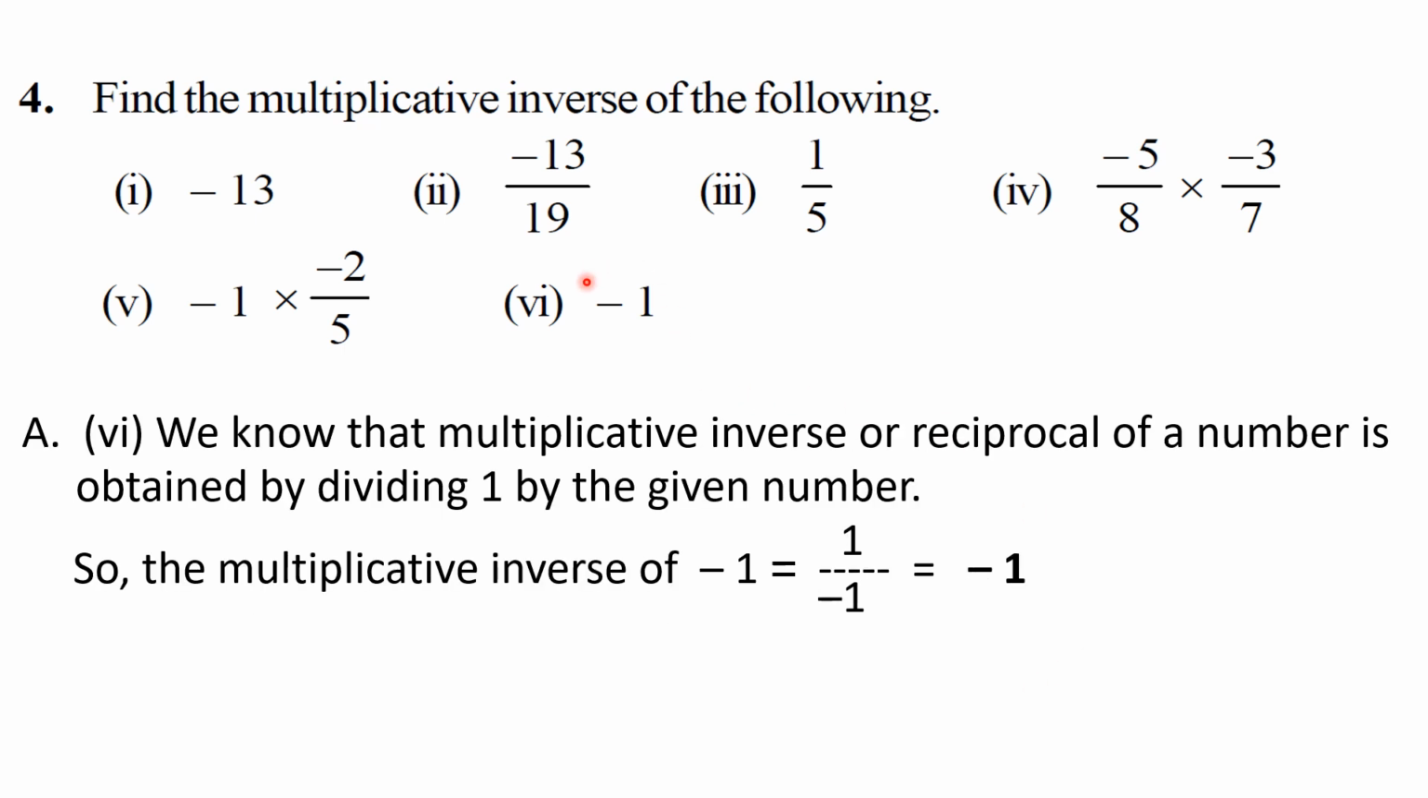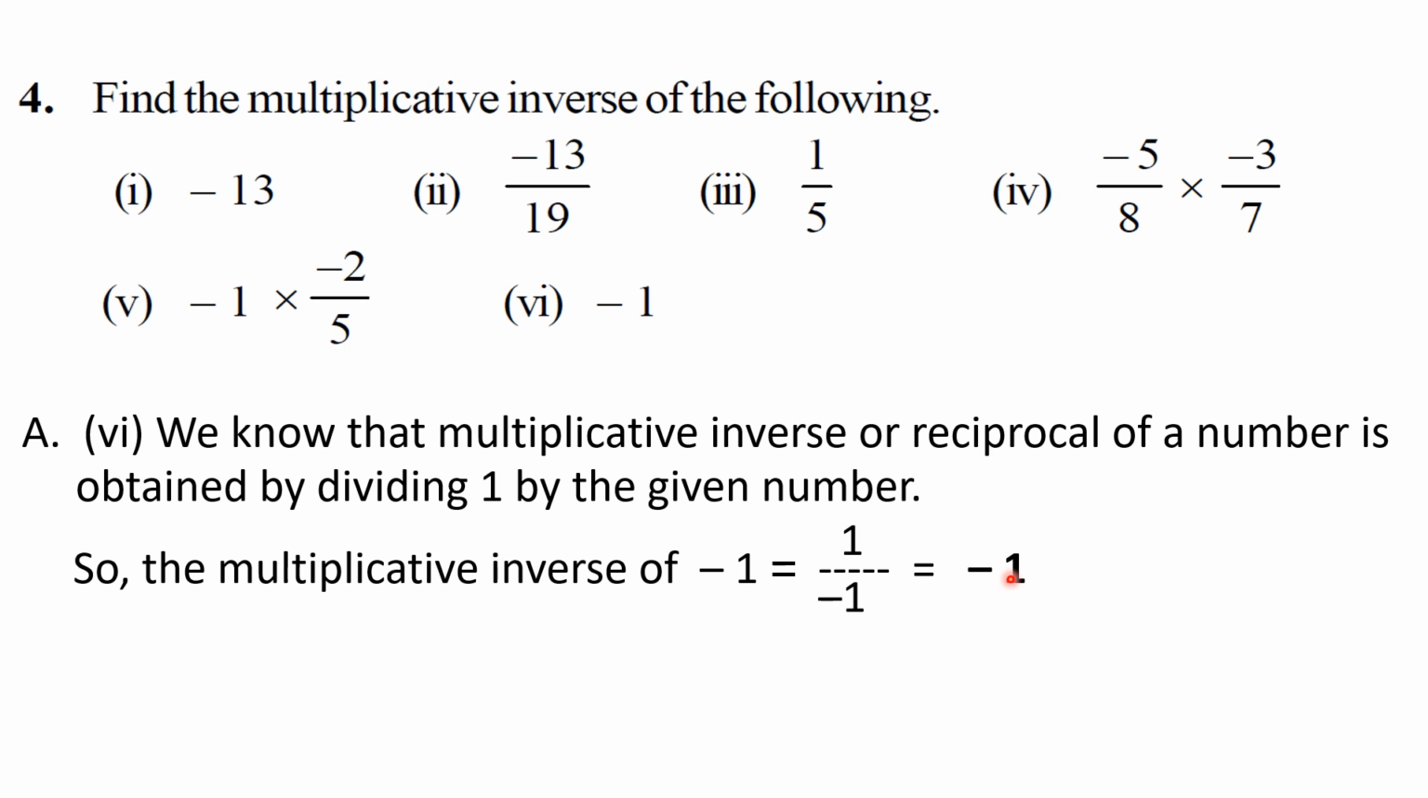Now comes minus 1. So minus 1, you simply follow the procedure which I have explained to you. You divide 1 by the given number. So minus 1, we have to find out the multiplicative inverse of this number. So 1 upon minus 1. So 1 upon 1 is 1, and minus sign remains, so it becomes minus 1. So have you noticed one thing, that the reciprocal or the multiplicative inverse of minus 1 is minus 1.